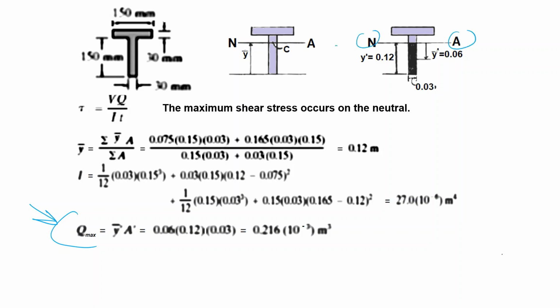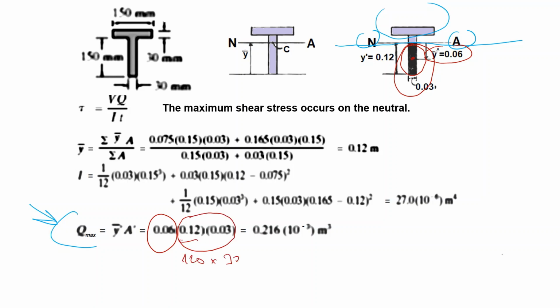Now I have to calculate the Q max value, which is for the neutral axis. For this purpose, I cut, and I can take the upper part, but since it's much easier, I take the lower part. So the centroid of this area is 0.06 away from the neutral axis, and this dark area is calculated as 120 times 30 here in meters. So the result you have here is 0.216 × 10^-3 meter cube. Okay.